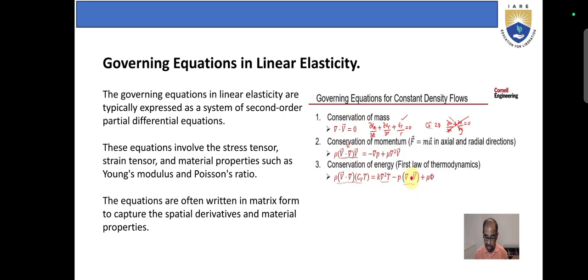These equations involve the stress tensor and material properties such as Young's modulus and Poisson's ratio. The equations are often written in matrix form to capture the spatial derivatives and material properties. The equations in linear elasticity are a system of second order partial differential equations, written in matrix form to capture the spatial derivatives and material properties.